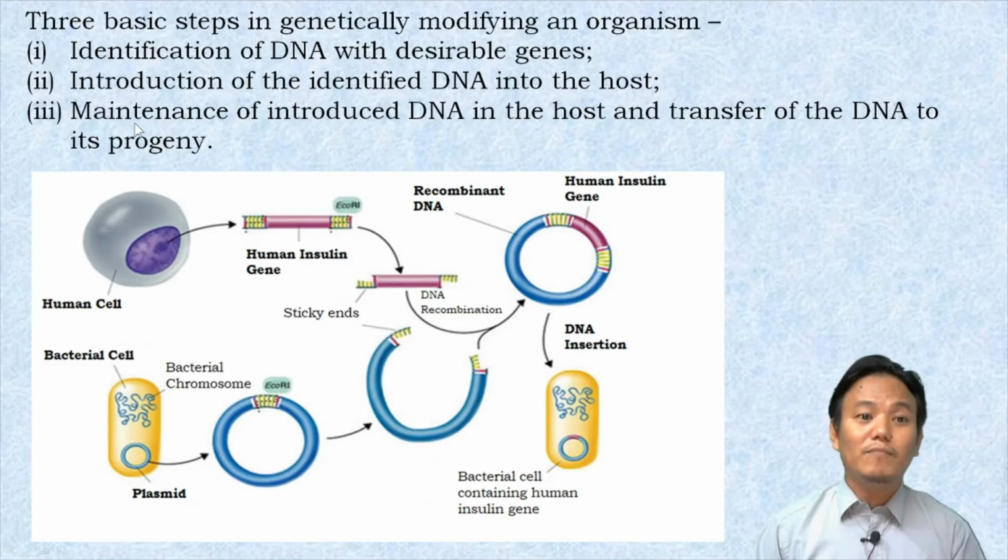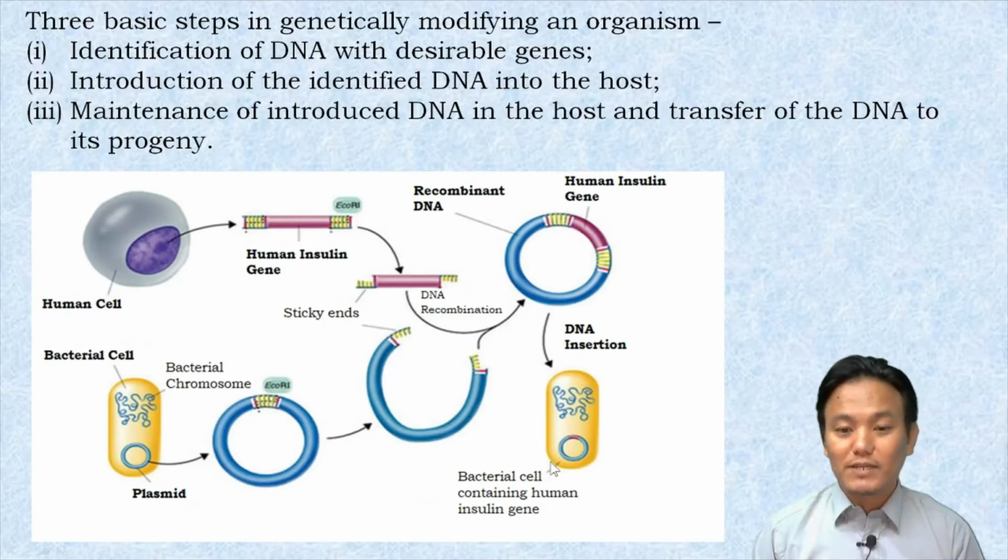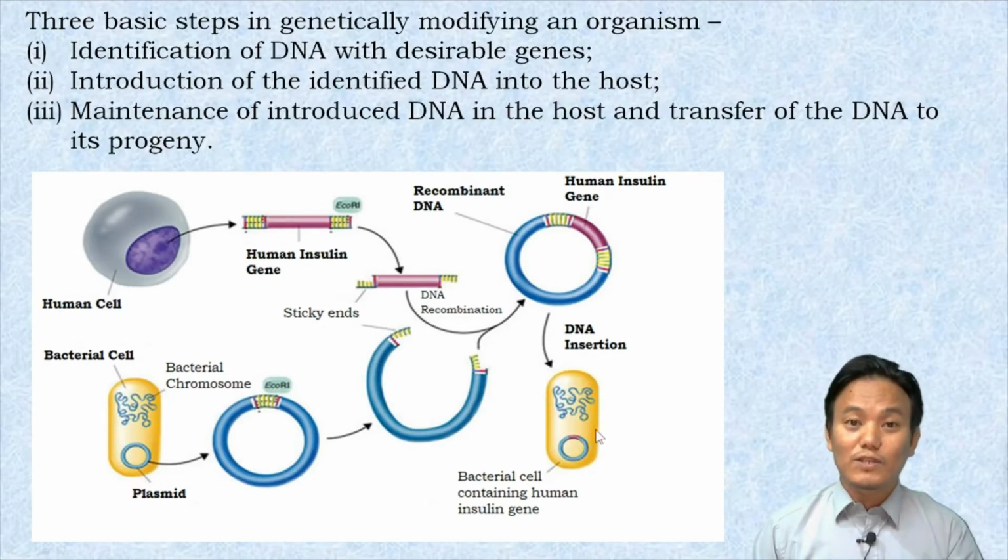And then, maintenance of the introduced DNA in the host and transfer of DNA to its progeny. Since this bacterial cell, whenever it divides, carries a copy of this particular human gene, the human insulin gene is maintained in the progeny and it is transferred from progeny to progeny, okay, from bacteria to bacteria. So that is the basics of genetic engineering.